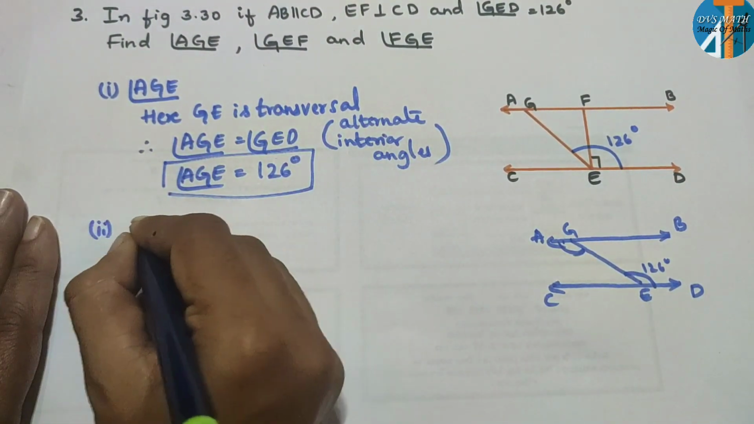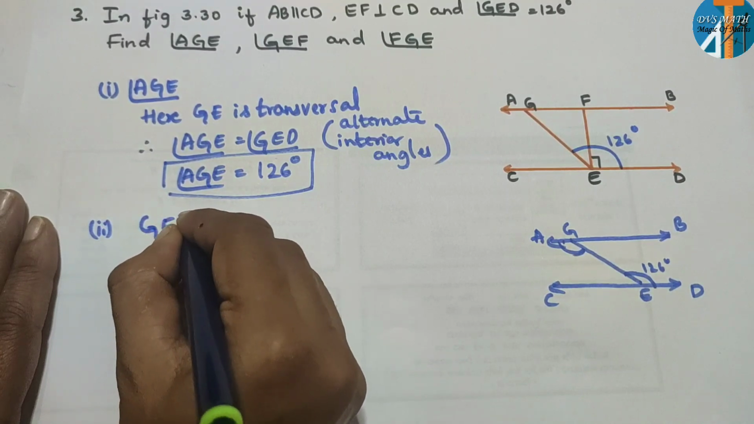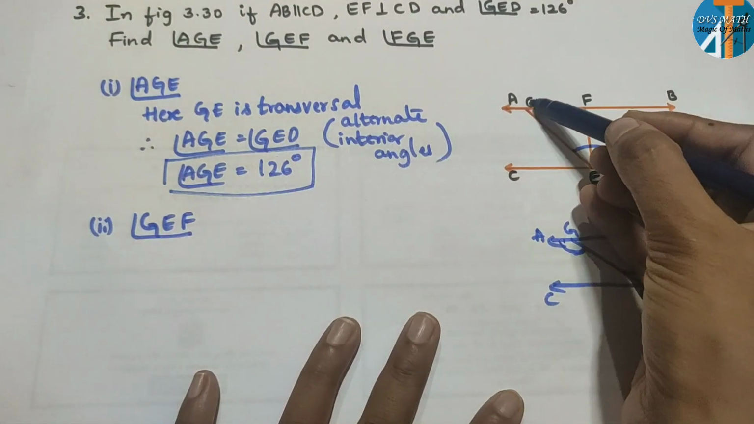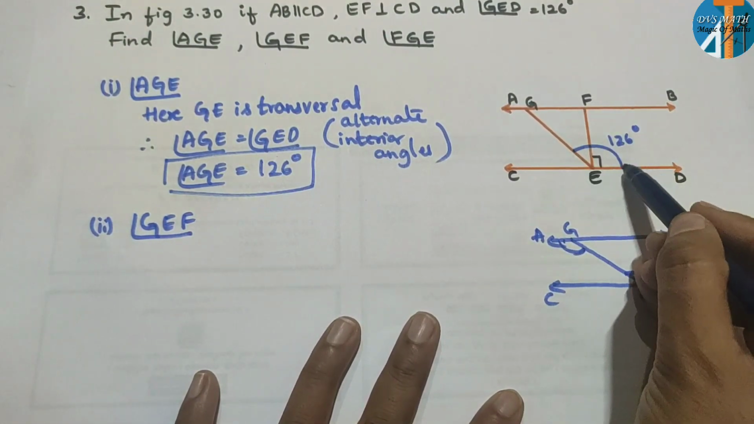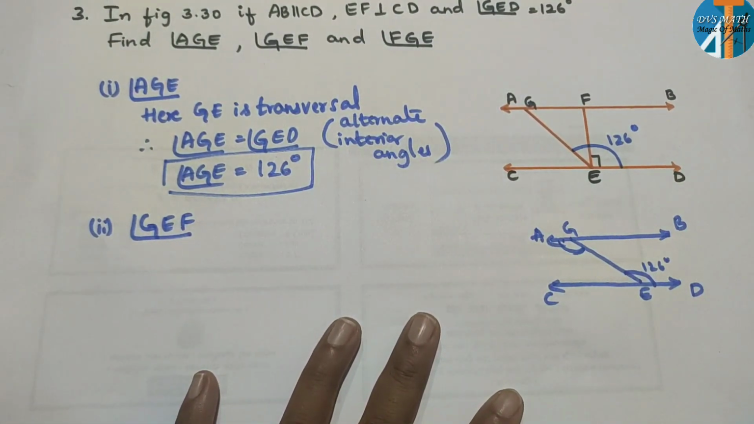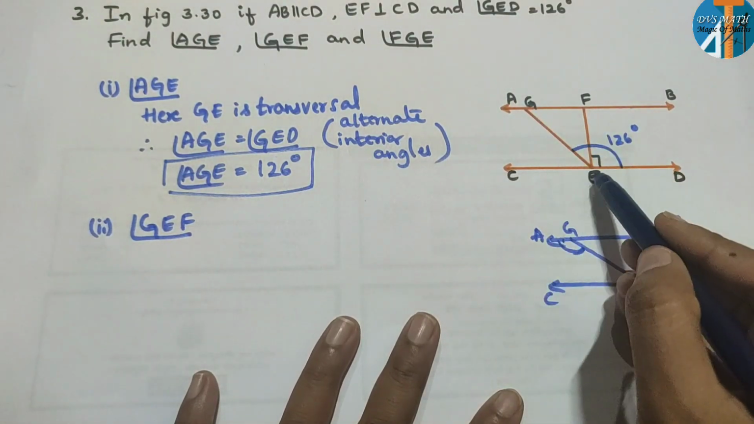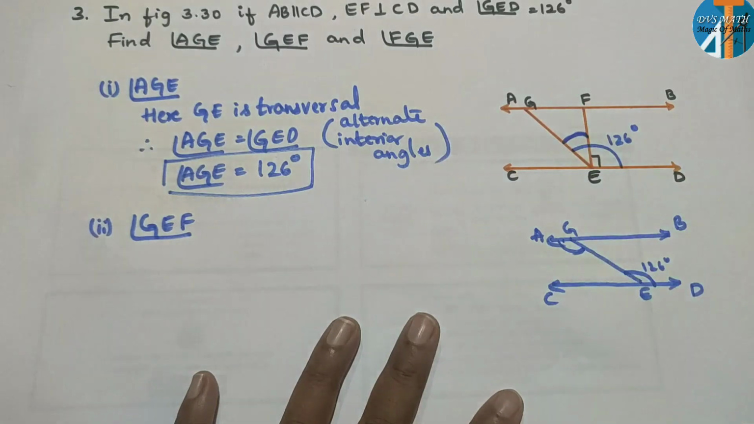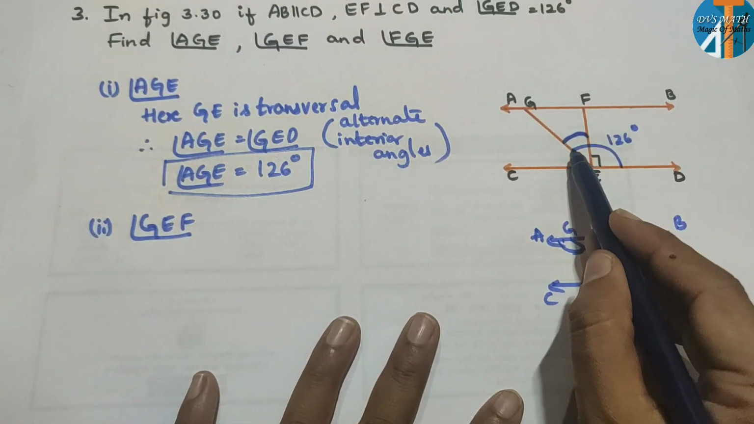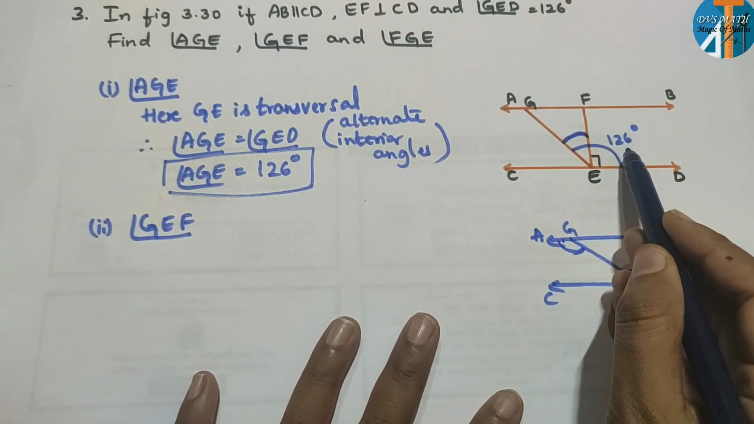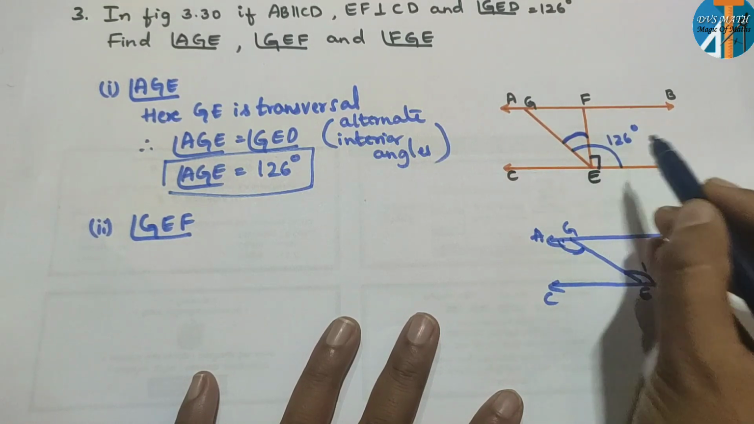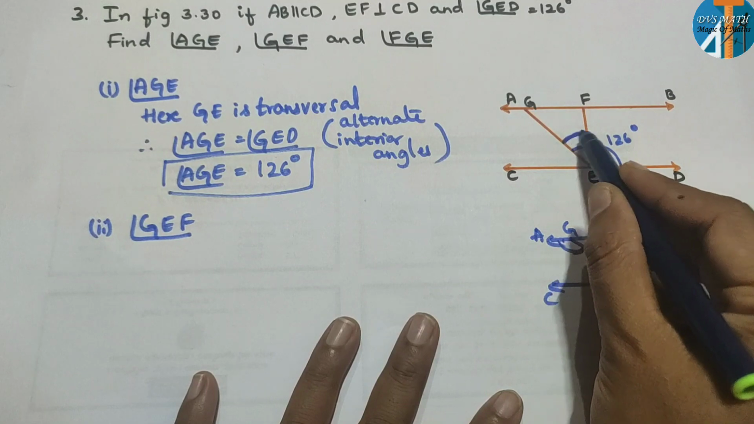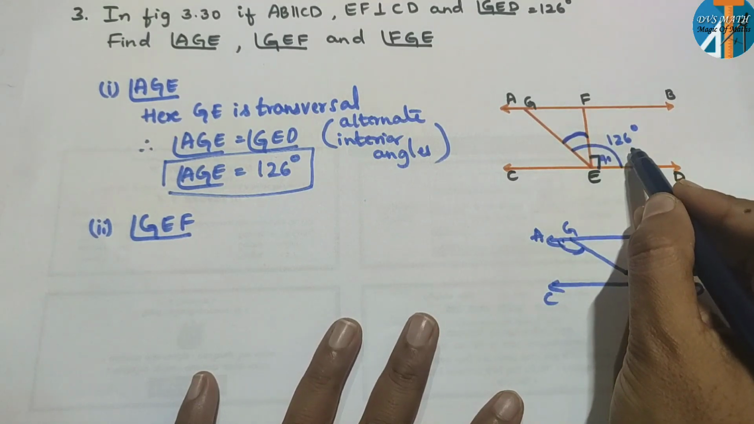If we go for the second case, that is GEF. So GEF. If you observe the figure, where is GEF? This is part of 126, right? Observe clearly. If I consider GEF, it means this angle, the smaller angle. This smaller angle is a part of 126, right? But you know this is 90 degrees. So you have to add this 90 degrees as well as the smaller angle, together I am getting 126 degrees.